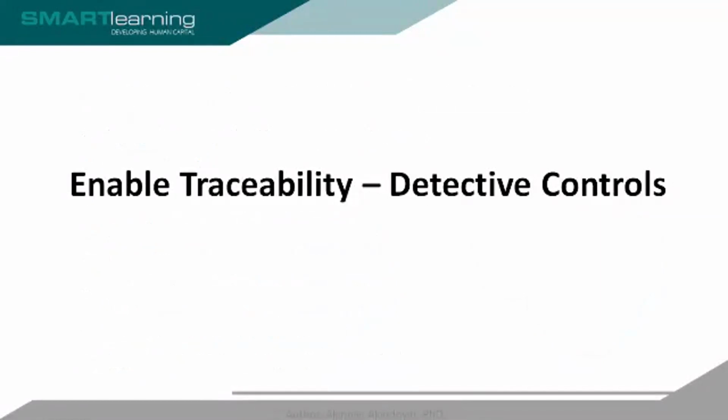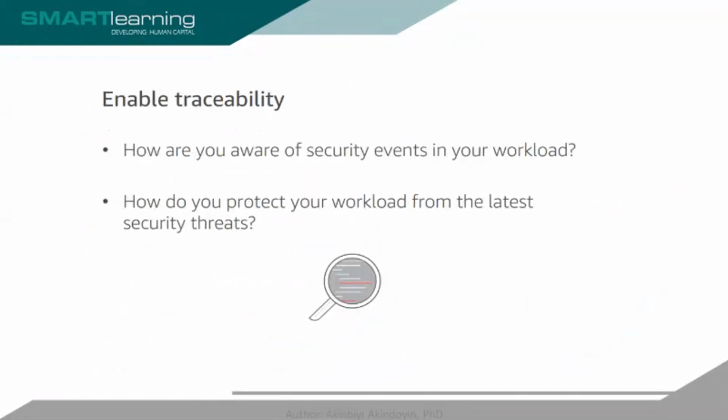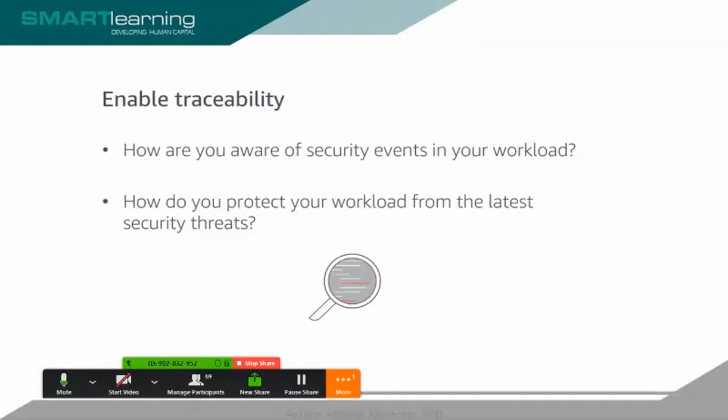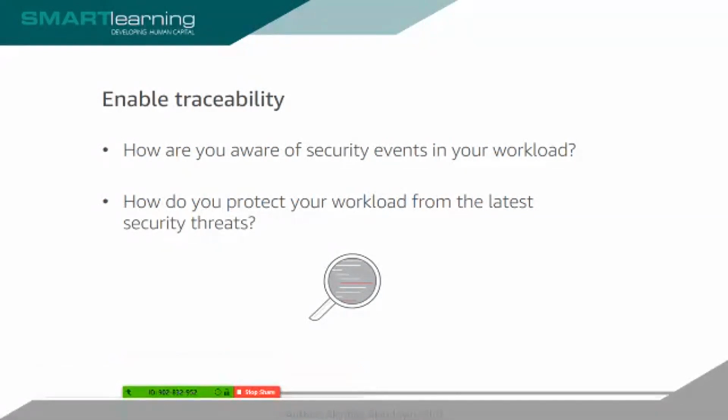All right, so traceability. So detective control. How do you detect intrusion on time and perform remediation? Okay, you have to automate this, but let's see how we do that. There are certain questions you need to ask yourself to ensure that you are actually doing detective controls. You have to answer these two questions. How are you aware of security events in your workload? So you have to do threat modeling. You have to make sure that, okay, what if someone does this? What if someone has access to this? All the what-ifs, you model them within a security event.